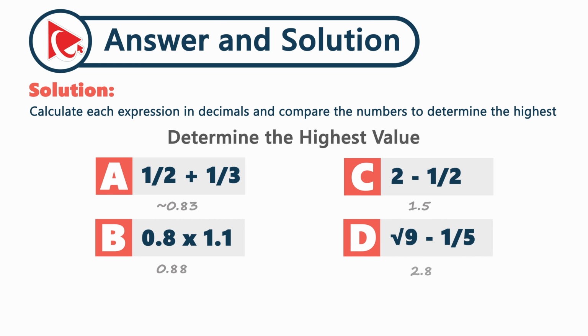And now it's easy to compare the values. Choice A equals 0.83, choice B 0.88, choice C 1.5, and choice D 2.8. Just to remind you, the original question is to determine the highest value. The correct answer here is choice D, 2.8.